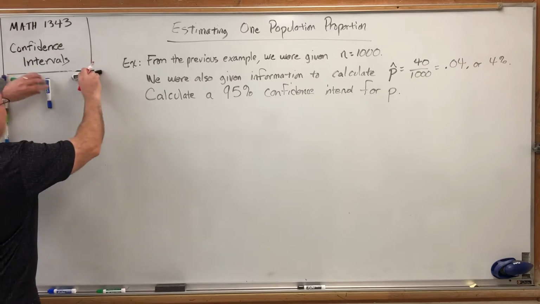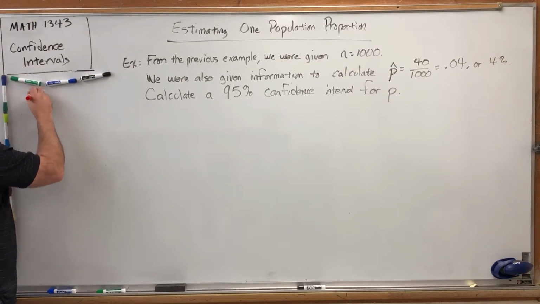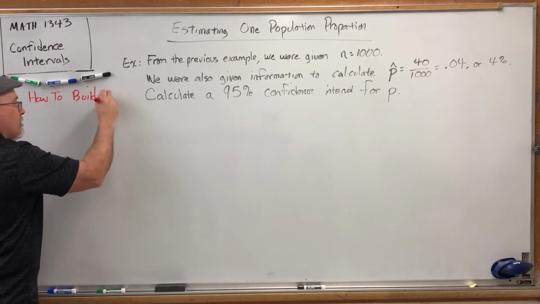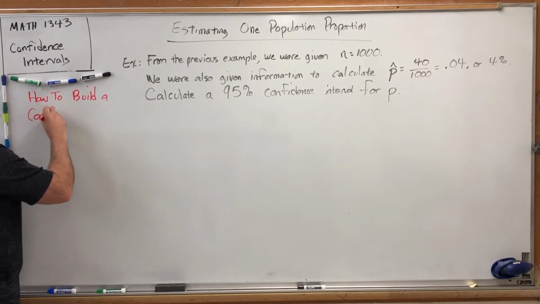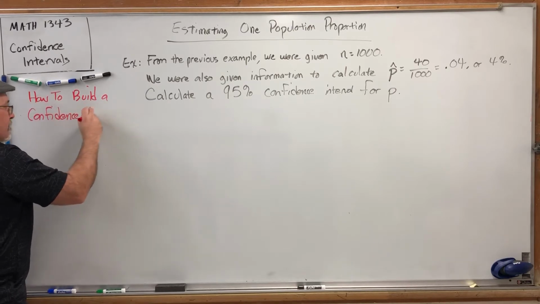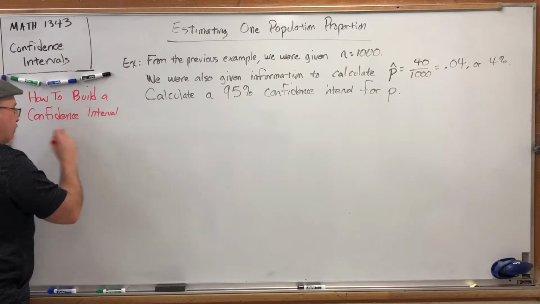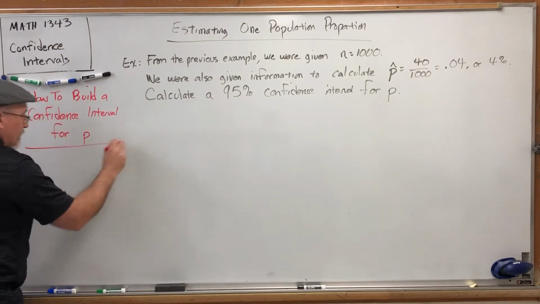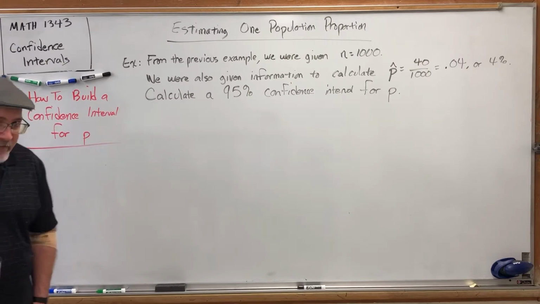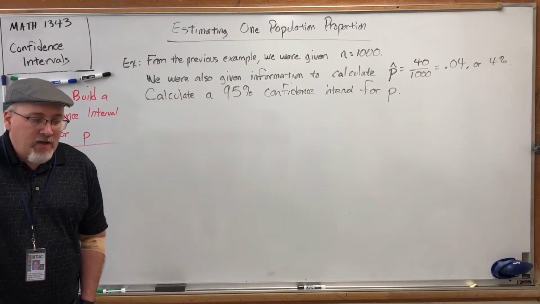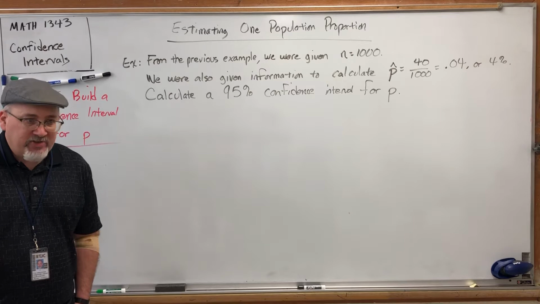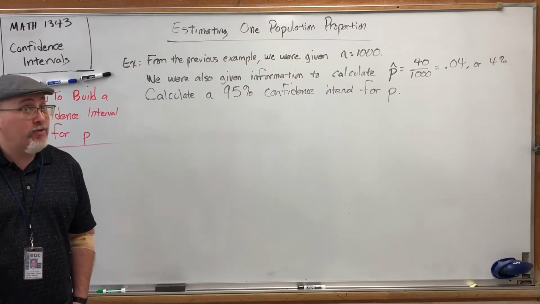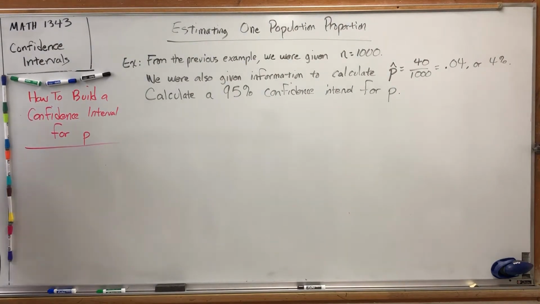This list is simply titled, How to Build a Confidence Interval for p. All confidence intervals can be built in 4 steps. The idea of the 4 steps is always the same. What changes is either the specific formula that you use or the distribution table. We're about to meet the z-chart.